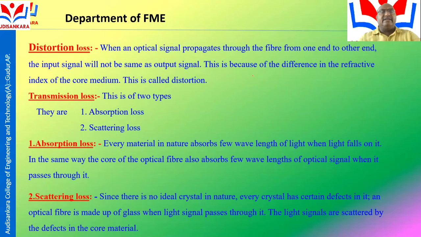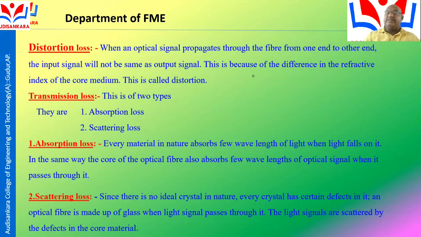In winter season, people wear black color shirts because of black body radiation. In summer season, white reflects the light, and in winter season, black absorbs the sun radiation. That means absorption means every material in nature absorbs a few wavelengths of light. When the light falls on it, in the same way, the core of the optical fiber also absorbs some suitable wavelengths of the optical signal, then it passes through it. It means it has the absorption losses.